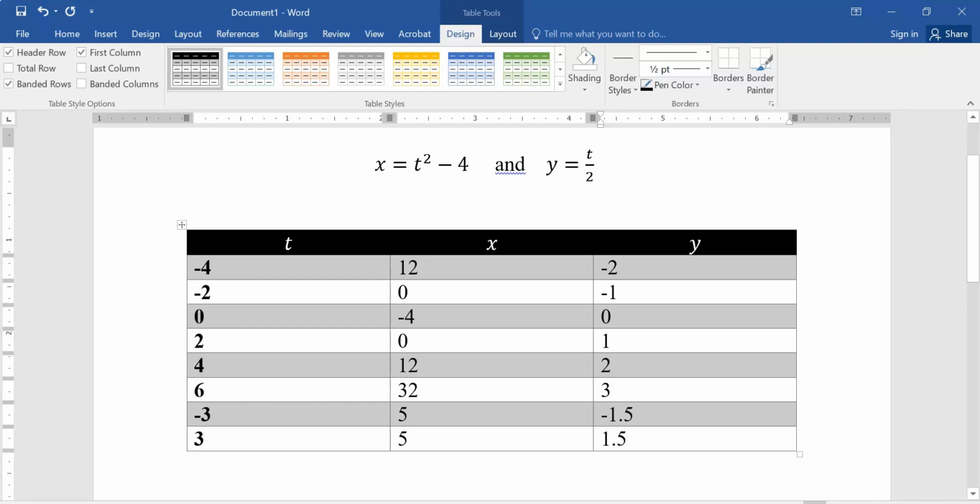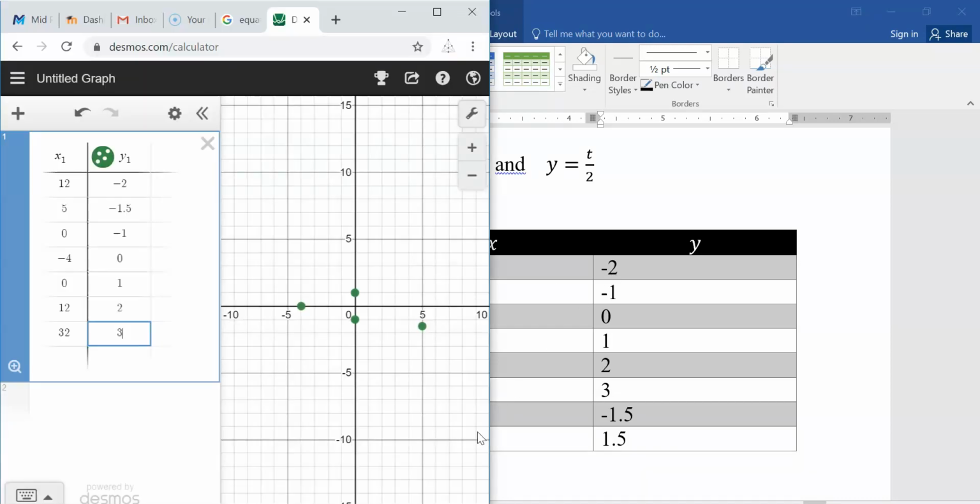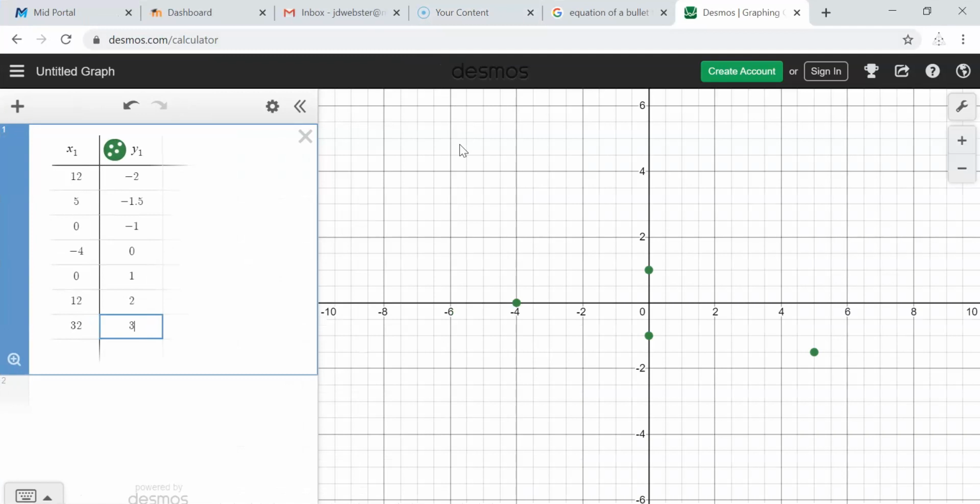So you go ahead and graph that. When you graph, make sure, obviously there's nothing to graph with respect to t. You're just graphing the ordered pairs 12, -2, 0, -1, and so on and so forth. So let me go ahead and do that. I'm going to do that in the Desmos calculator like you've seen me use before.